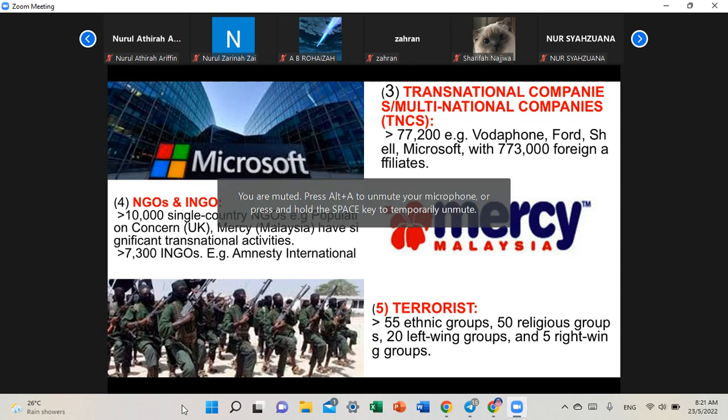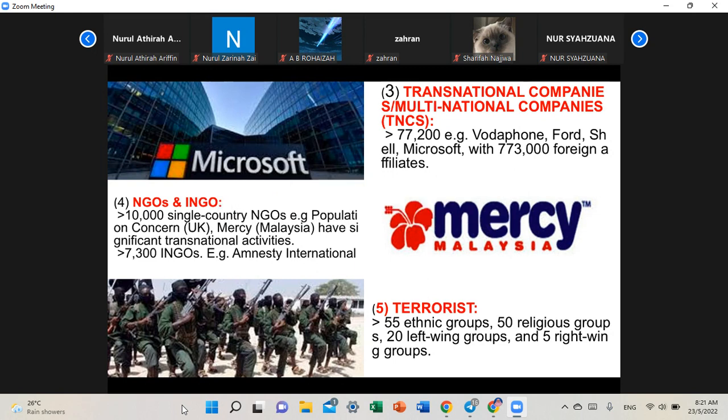Okay, and then we also have the fourth one, NGOs and INGOs. For example, 10,000 single-country NGOs, for instance Population Concern UK. We also have Mercy here in Malaysia, which has significant transnational activities that cross borders. And then we also have 7,300 INGOs, for instance Amnesty International, ICRC, and there are a lot more.